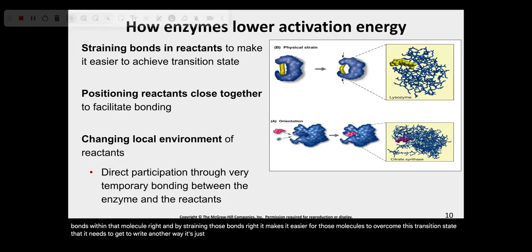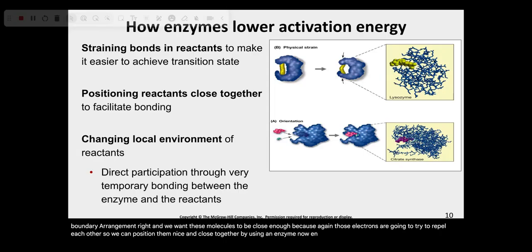Another way is just simply orientation, right? Let's position these reactants close enough together that bonding can actually happen. So here we have an enzyme, and we see two different substrates are going to bind to the active site. Once they're bound to the active site, they're close enough together that bond rearrangement can occur, right? And that's good. We want that bond rearrangement, and we want these molecules to be close enough because, again, those electrons are going to try to repel each other. So we can position them nice and close together by using an enzyme.